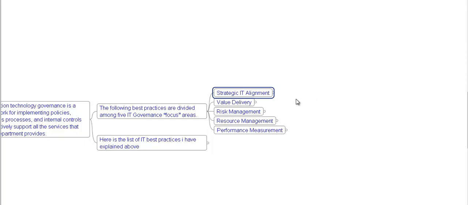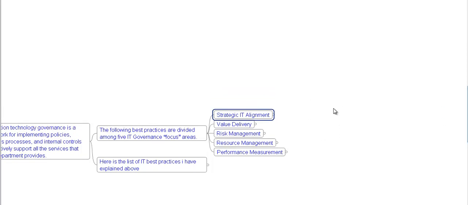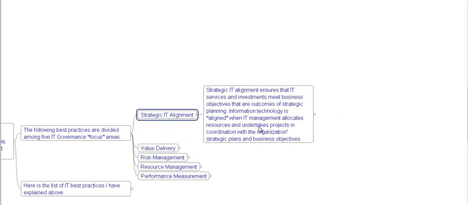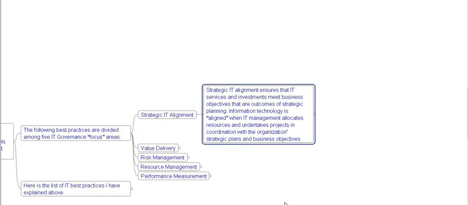Strategic IT alignment. Strategic IT alignment ensures that IT services and investment meet business objectives that are outcome of strategic planning. Information technologies align when IT management allocates resources and undertake projects in coordination with organization strategic plans and business objectives. Best practices.